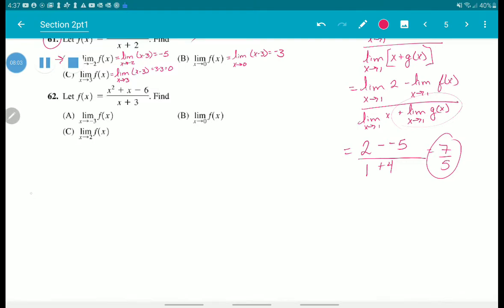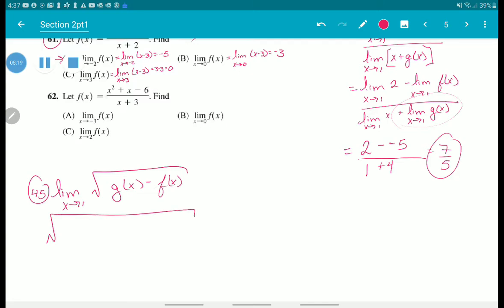And I'm going to do one more of these. Let's look at one with a square root. Let's look at 45. They're asking us for the limit as x approaches 1 of the square root of g minus f. So we know we could take that square root outside and take the limit as x approaches 1 of g minus f. And we could rewrite that. The limit of the difference is the difference of the limits.